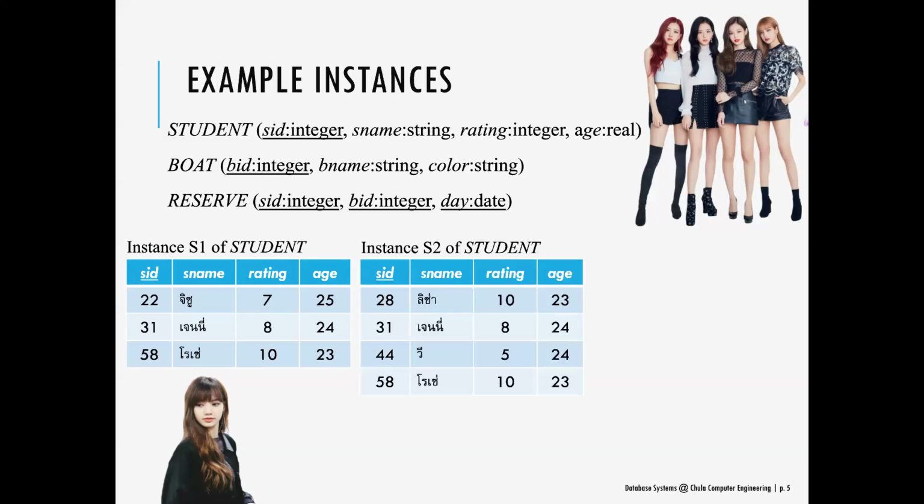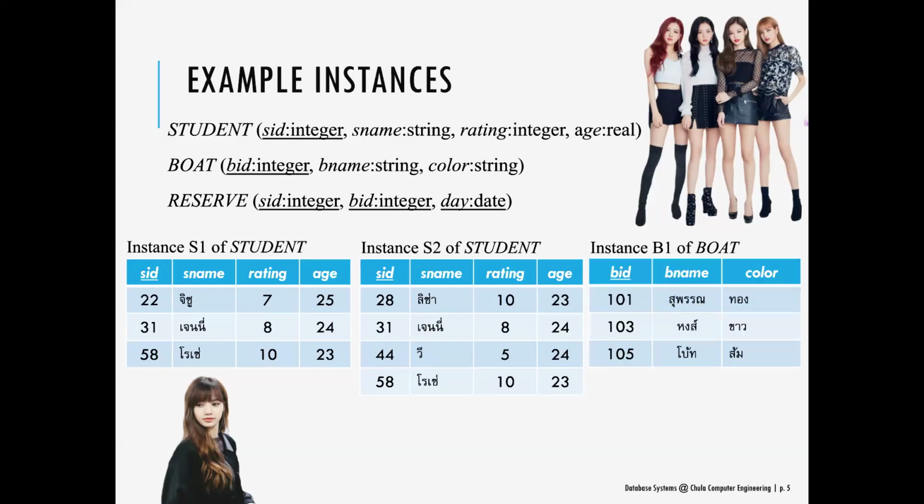Now, if you take a look at the student relation at different times, you probably have different data within; you can have different rows of data in the table. So now at instance S2 of student, I have four tuples there: Lisa, Jenny, V, and Rose. And then for instance B1 of boat, I have BID, B name, color, and I have three tuples there: 101, 103, and 105.